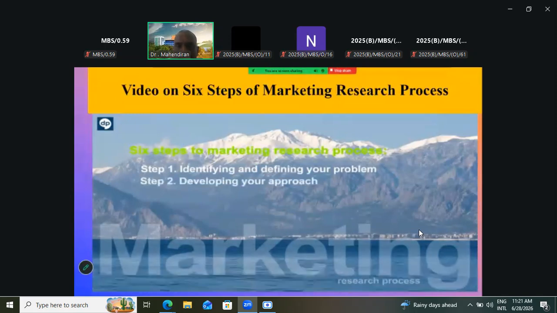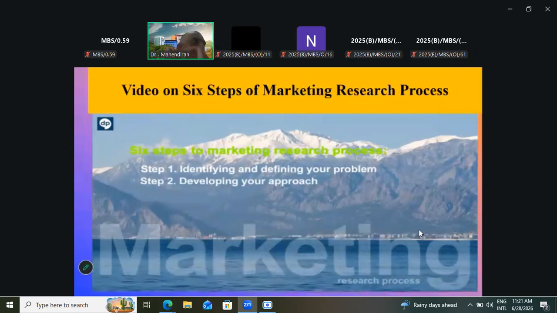Step 2. Developing your approach. Once your problem is better defined, you can move on to developing your approach. Generally speaking, your approach should be developed almost exclusively around a defined set of objectives.